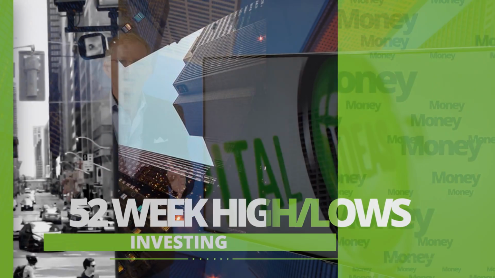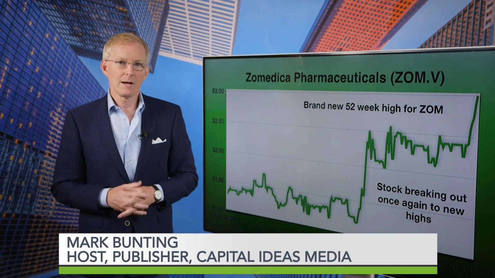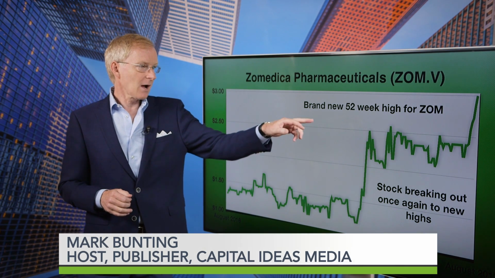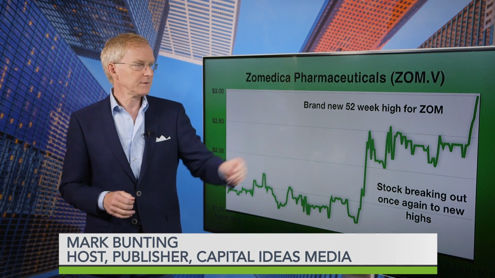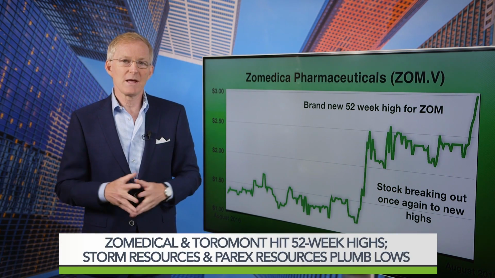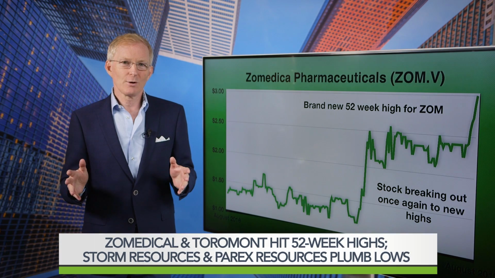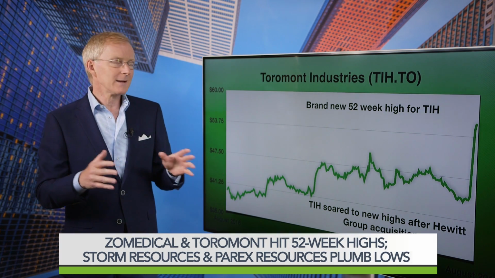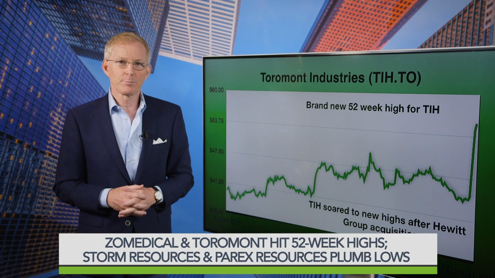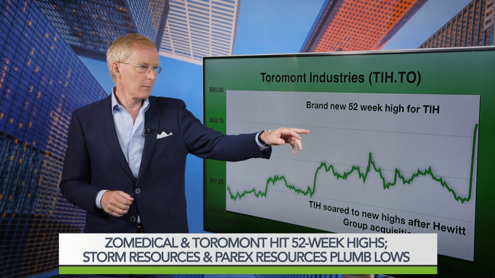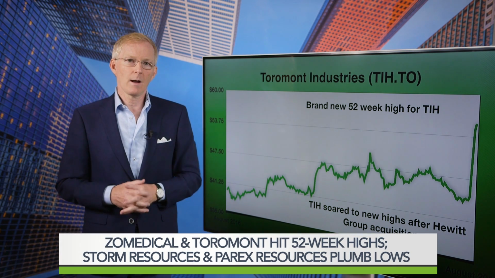We'll start with Zoe Medical Pharmaceuticals, a big breakout here. In fact, a double on the shares from around the 150 level. The stock breaking out meaningfully there to 52-week highs. The company announcing that they're going to seek a listing on a major U.S. exchange. We'll also have a look here at Toromont Industries, which recently bought Hewitt Group for nearly $1 billion. It's a Caterpillar dealership chain, and you're looking at Toromont breaking out there. The market's really liking it. 52-week high on that one.